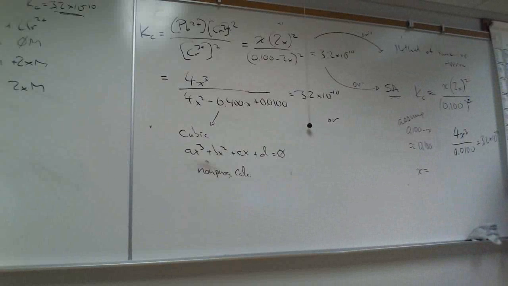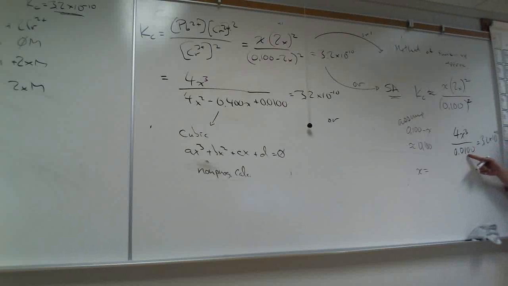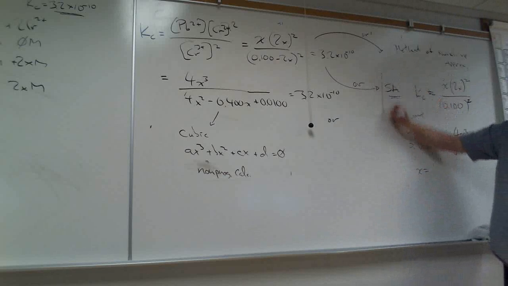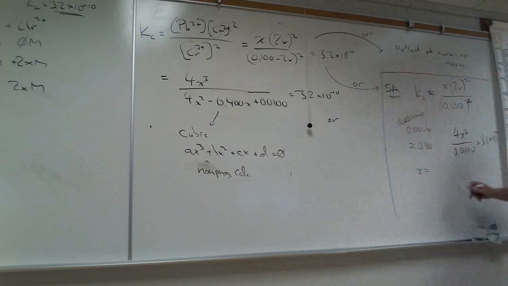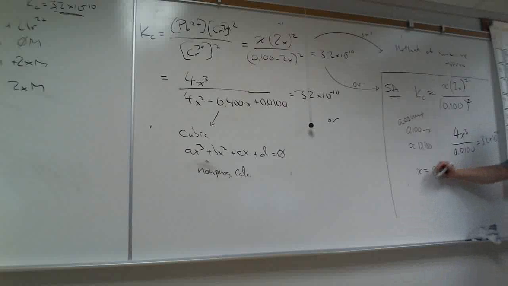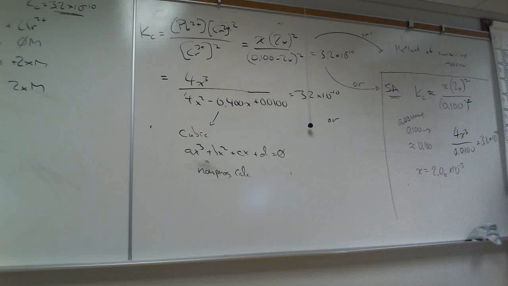You just do the cube root. So 3.2 times 10 to the minus 10 times 0.01 divided by 4, cube root of that. Okay, we're allowed 2 sig figs, so 2.00 times 10 to the negative 3? Yeah. 2.00 times 10 to the negative 3.